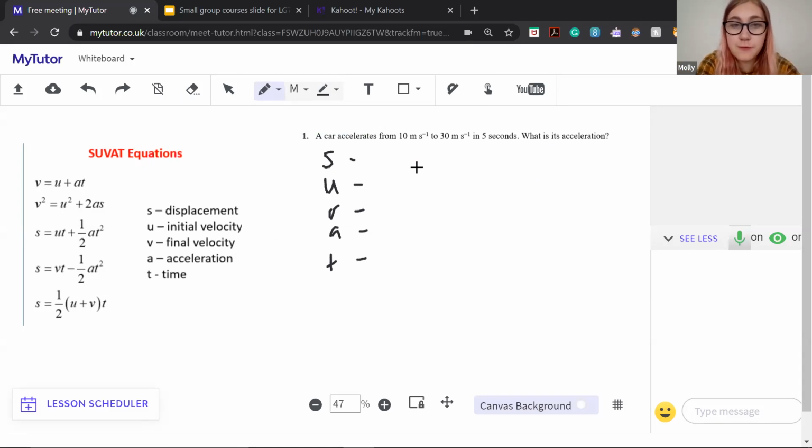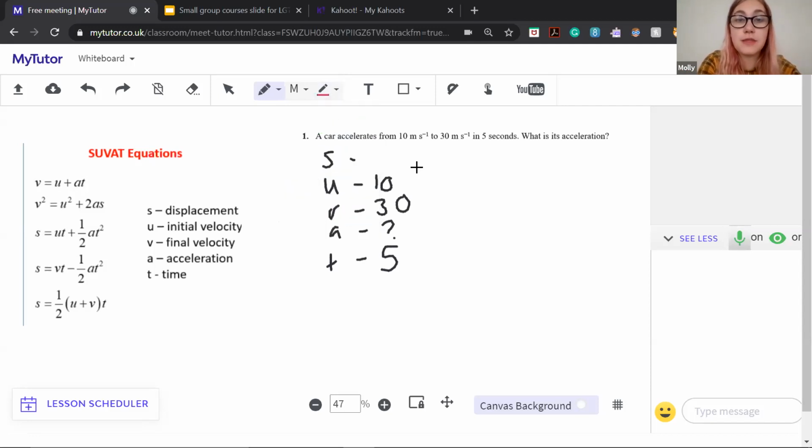So it accelerates from 10 meters per second to 30 meters per second in 5 seconds. So the initial speed is 10, the final speed is 30, and it did that in 5 seconds. So the time taken is 5 seconds. And we want to know what its acceleration is, so we put a question mark there.